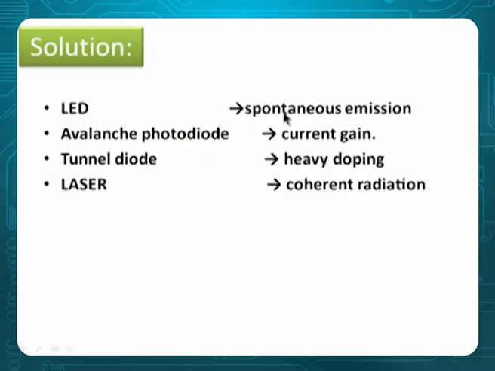LED is spontaneous emission. Avalanche photodiode is current gain, tunnel diode is heavy doping, and laser is coherent radiation, and therefore the option is C. Heavy doping and spontaneous emission we can manage; with these two at least you can finish off. In matching, whenever you don't get all the things known, you can manage with one or at least two things known. So the option is C.